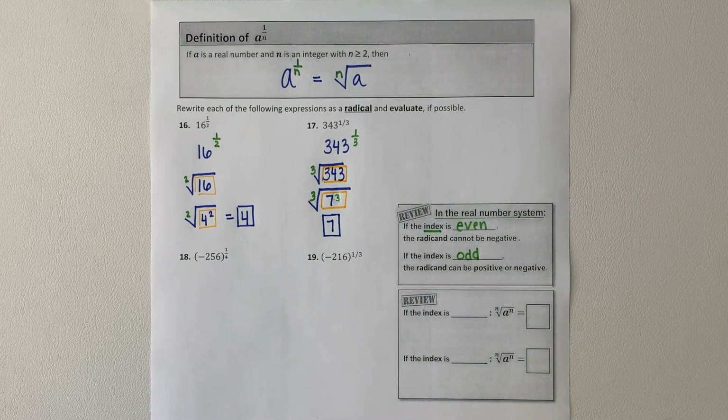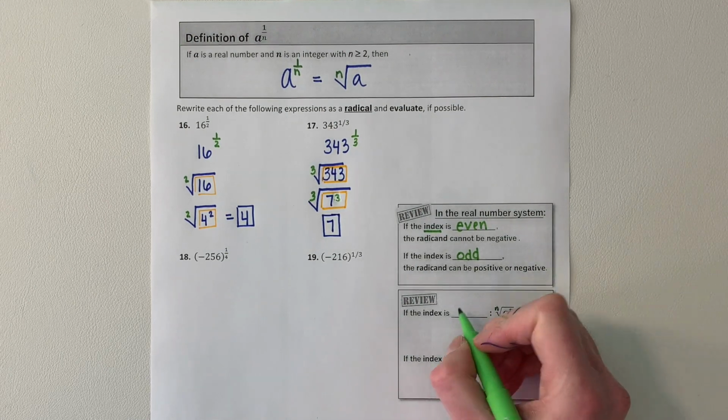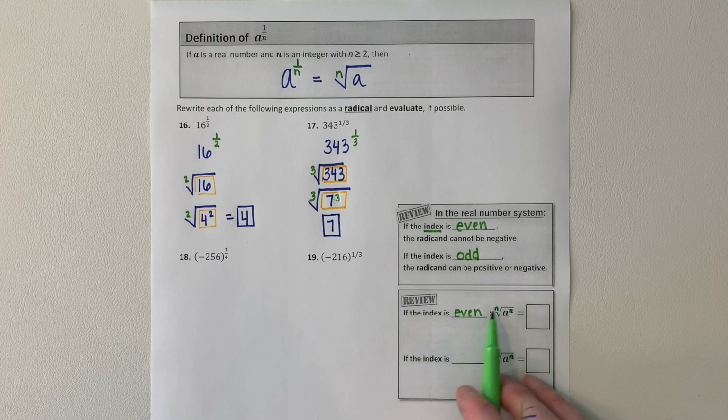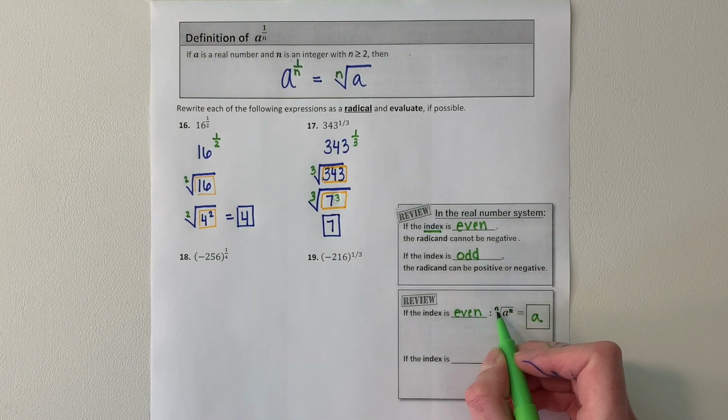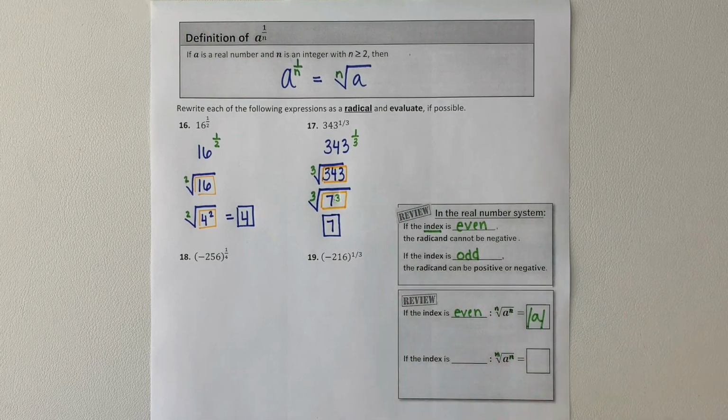Then on page 3, we learned another important rule. We learned that when these 2 quantities match, if n is even, then these matching quantities cancel and we're left with a. But when n, the index, is even, we have to put absolute value bars around our answer. We also learned on page 3 that if these matching quantities here are odd, then they cancel out, but our answer is just a. We don't need absolute value bars. We're going to use both of these rules in problems 18 and 19.